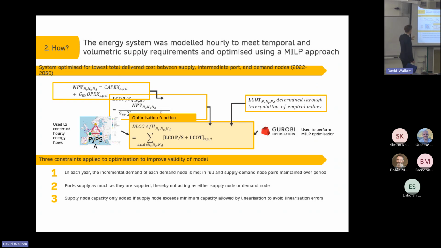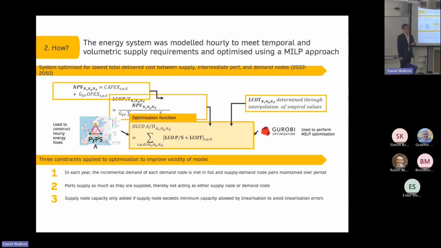A couple of key inputs there. Essentially, what the model's doing is it takes a set of input demand nodes or locations which will require green hydrogen or green ammonia. It takes an input set of potential supply nodes, so potential supply sites, and then it optimizes the matching of those, tells you how much capacity you need to build at each of those supply nodes, and it does that over the full period.